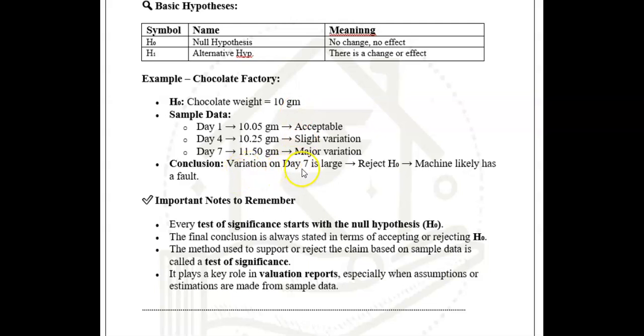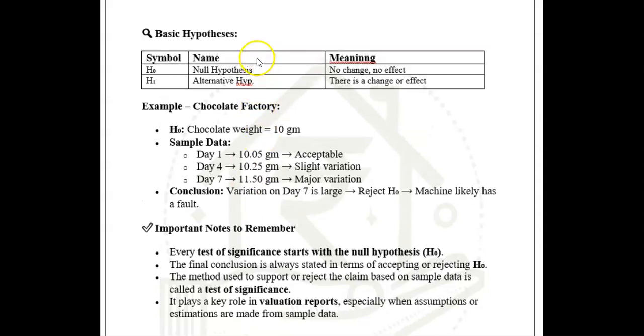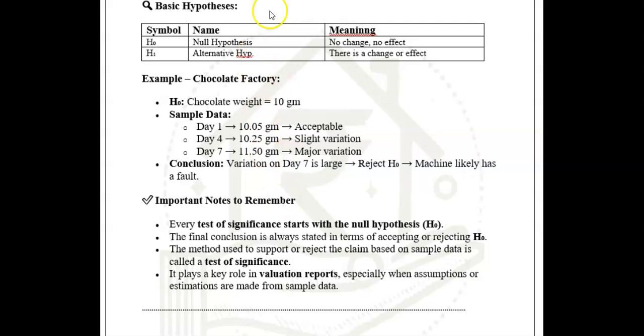Conclusion: the variation on day 7 is large. Then the sample is rejected. The machine likely has a fault. Then you will call the calibration team. The calibration team will do the correct calibration and bring it back to 10 gram. After that, you will again start manufacturing the chocolate. This is how we have to check the hypothesis.